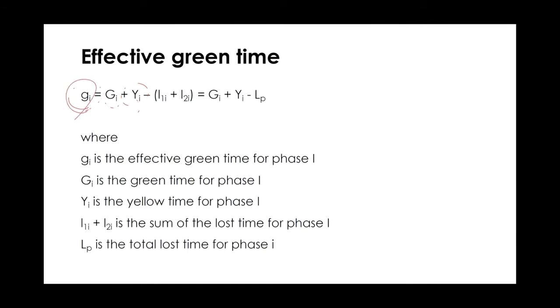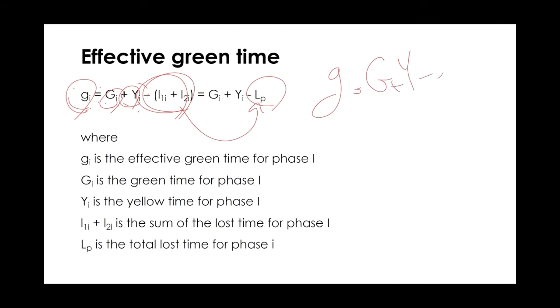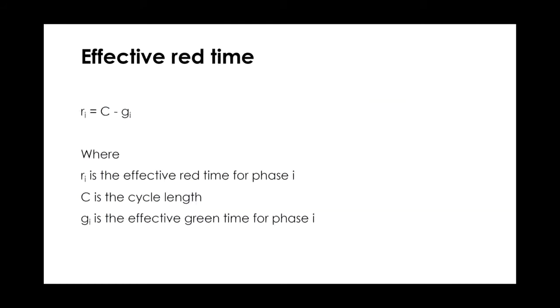So if I want to do it correctly here, effective green time is equal to the nominal green time plus the yellow time minus the total loss time, including the startup loss time and the clearance loss time. If you just replace that with the total loss time, effective green time is capital green plus yellow time, don't forget this yellow time as I did, minus the total loss time. Okay?